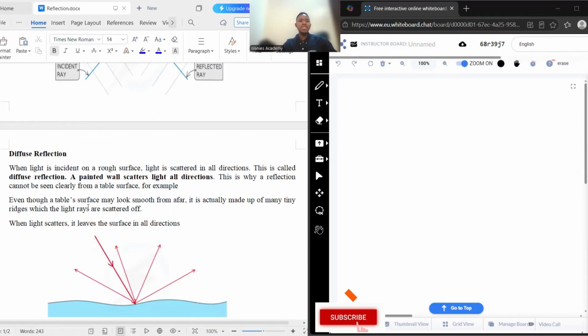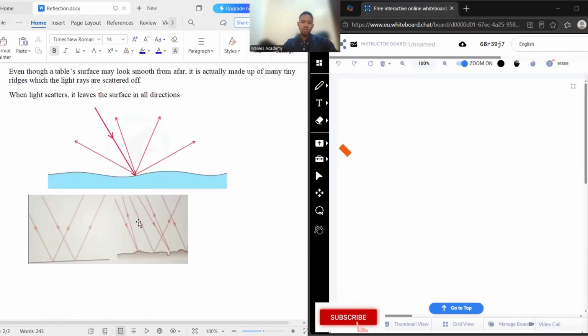So even though a table surface might look smooth from afar, it is actually made up of some tiny ridges, and these will scatter light. So when light is scattered, it leaves the surface in all directions, just like this. And this is what we call a diffuse reflection.